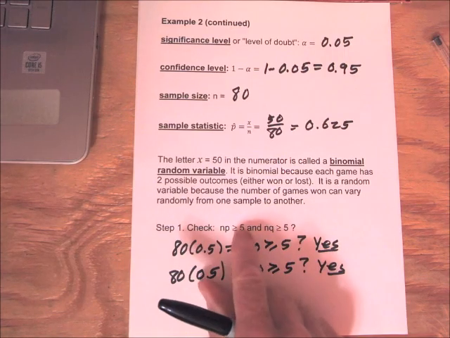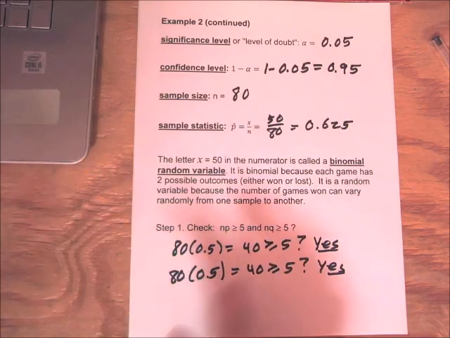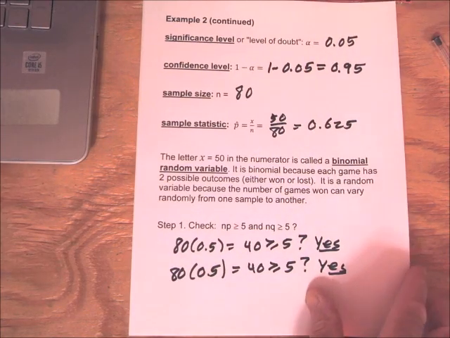We need two yeses in order to use the z table. Some books use 10 here, or some books use strictly greater than 5. These numbers are kind of arbitrary, but this is the standard that we'll use. If n times p and n times q are both at least 5, then we can use a shortcut with the z table to compute the probabilities, and if not, then we'll have to use the exact probabilities using a tree diagram or binomial probabilities. But these are both at least 5, so we can proceed to the next step.